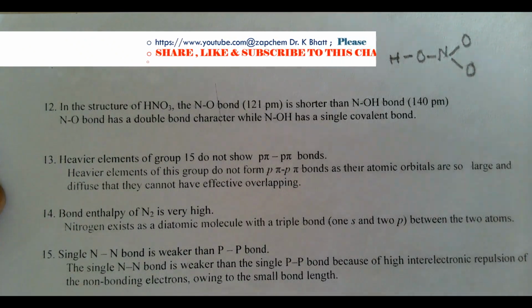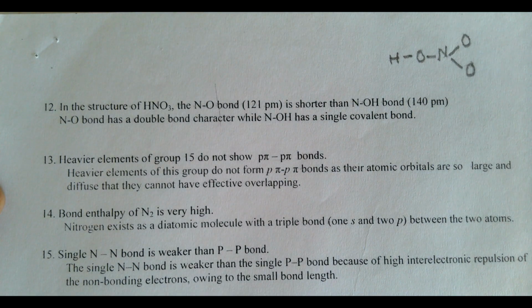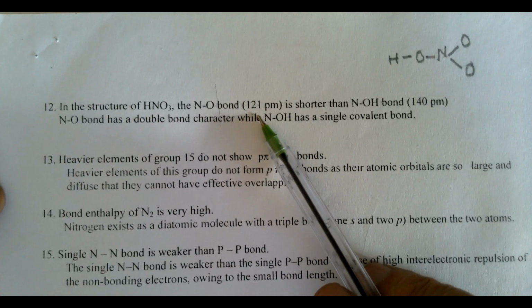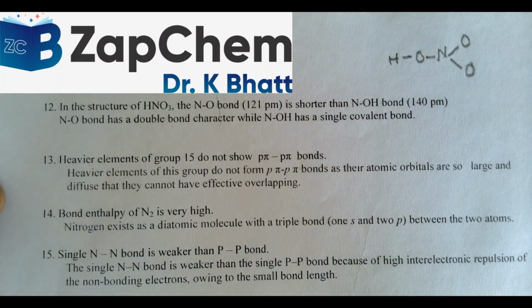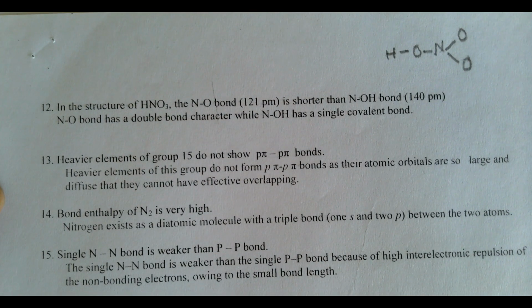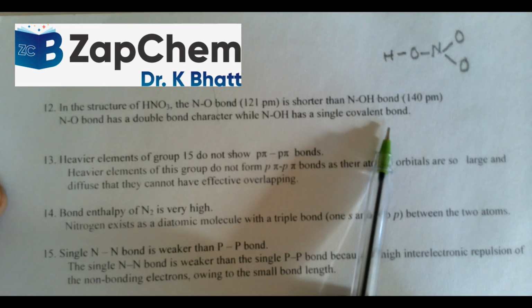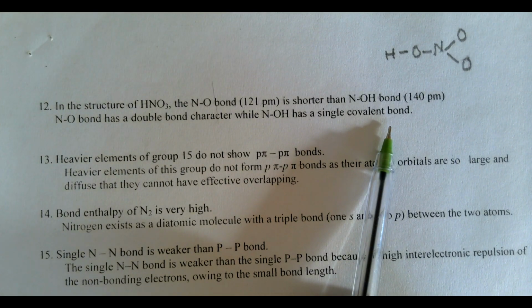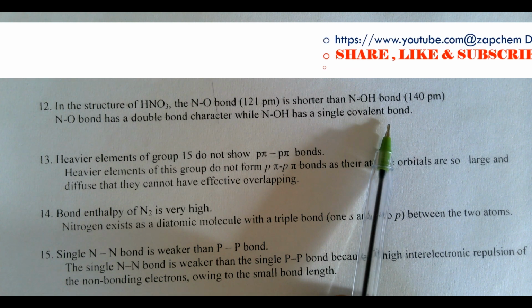The question is, in the structure of nitric acid, the N=O bond that is given as 121 picometer is shorter than the N-OH bond, which is 140 picometer. The answer is, the N=O bond has a double bond character while N-OH has a single covalent bond. That's the answer. Very straightforward. The double bond character is stronger as compared to the single bond.